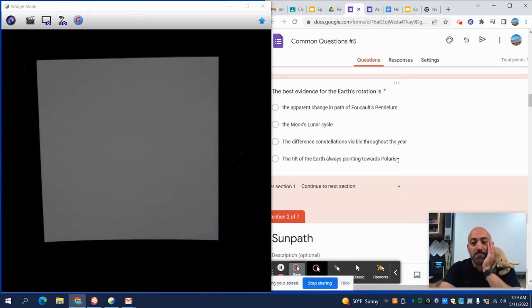Rotation. Rotation is the spin. Daily changes. Anything you're seeing with rising and setting, a day-to-day change or hour-to-hour change is a rotation. Long-term things are revolutions. So if you're seeing things happen over the course of a month or a year, it's a revolution. If you're seeing something happen in one day, it's almost always a rotation.